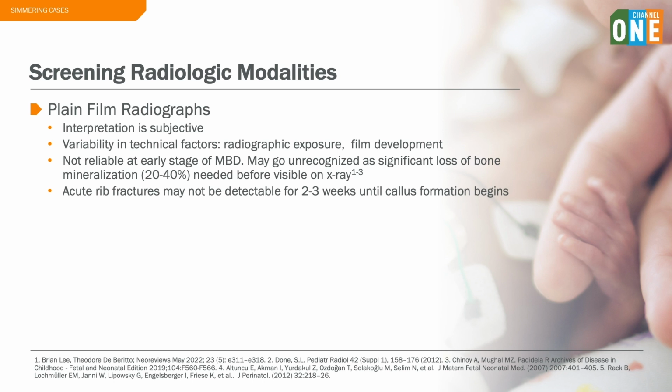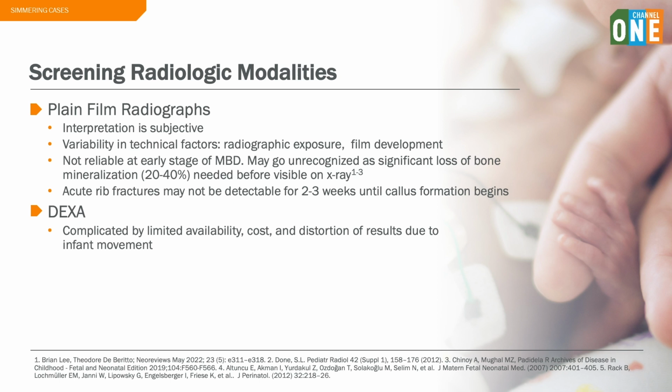Plain film radiographs, or X-rays, are the most commonly used and widely available radiologic modality, but have several limitations. Interpretation is subjective depending on the reviewer, and factors such as exposure can affect the interpretation. Early stages of metabolic bone disease are difficult or impossible to detect, as significant loss of bone mineralization is needed before being visible on an X-ray. Acute fractures may not be detectable until 2 to 3 weeks after they have occurred, when a callus formation begins.